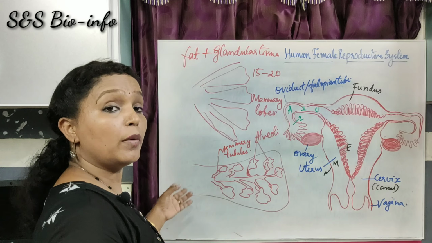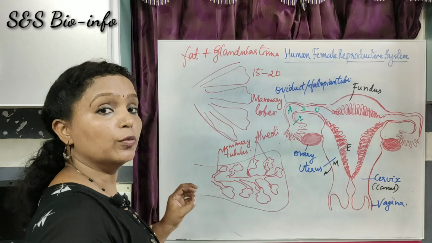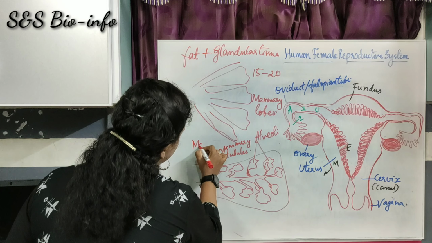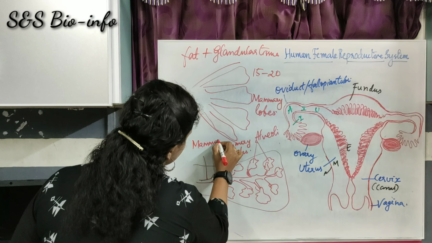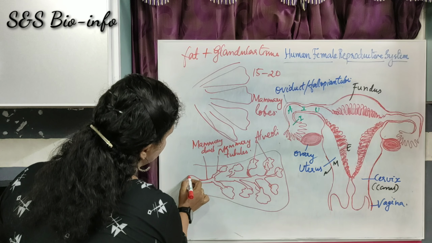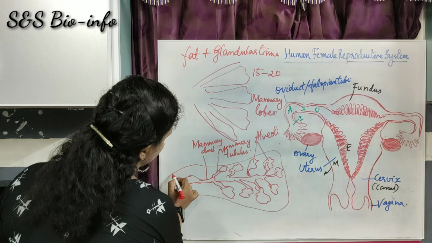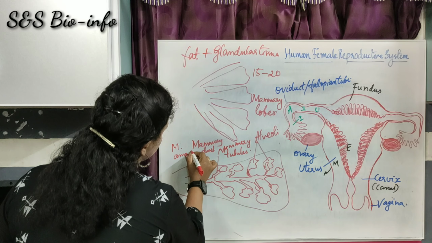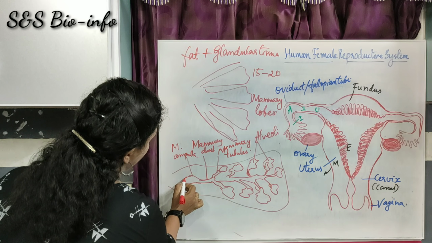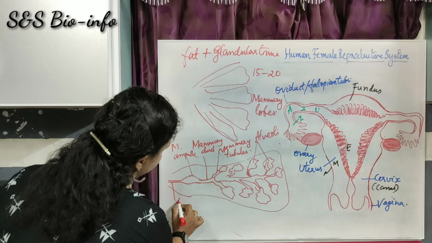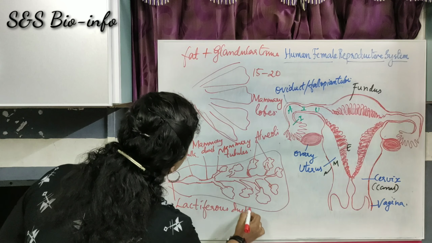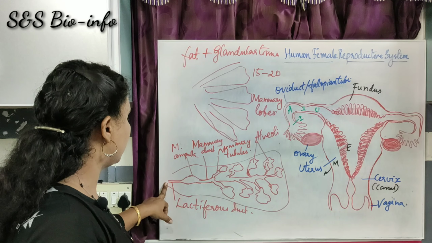Okay, then all mammary tubules open into the mammary duct. Then it opens as a wide portion called the mammary ampulla. Then it opens outside as the lactiferous duct, through which the milk is sucked out by the child.